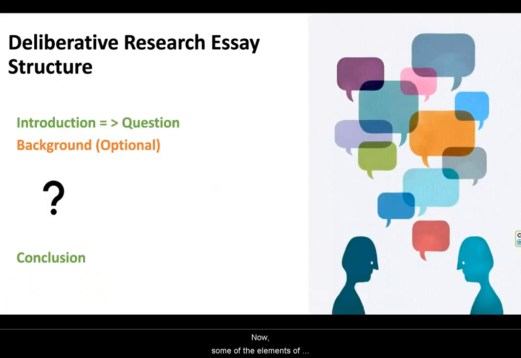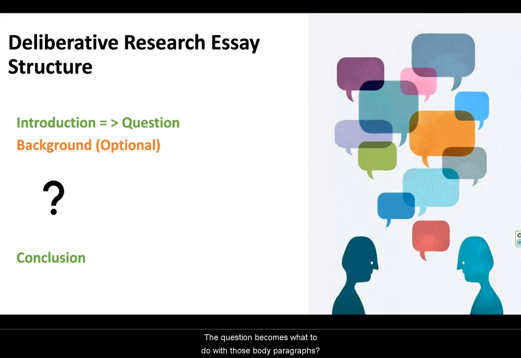Now, some of the elements of the academic argument structure are fine. We'll keep some of them, I think. We'll have an introduction, although instead of leading to a thesis statement, it'll lead to a question. We might provide some background information. Of course, that's still optional, although I think it's a good thing to do. And then finally, we'll have a conclusion. We'll tell our reader what we want them to do, think, or feel now that they've read our paper.